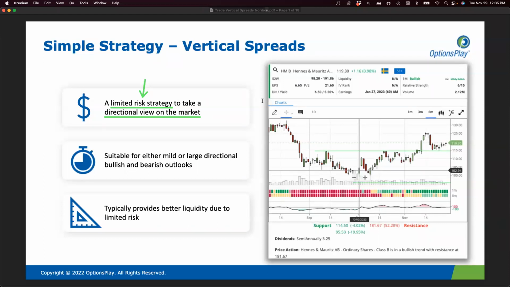And that's really where vertical spreads come in. Now, they can be suitable for either a mild or a large directional view. What do I mean by that? There are some stocks that you just think, okay, it's trending in one specific direction. It's either trending higher or trending lower. And that's really all the information that you have, right? You don't have much more of a view than it's trending higher or trending lower. That's what I would typically call a mild directional view.